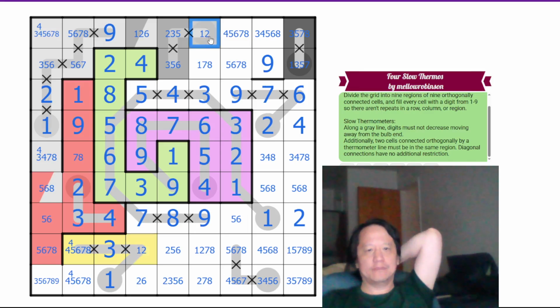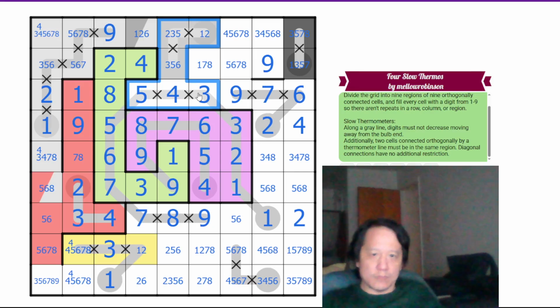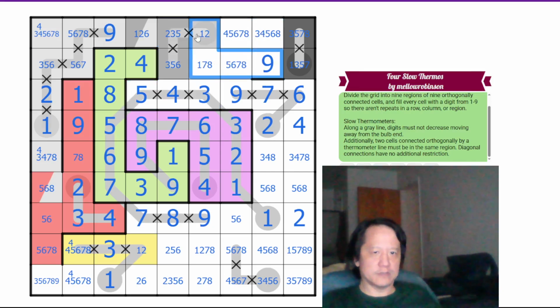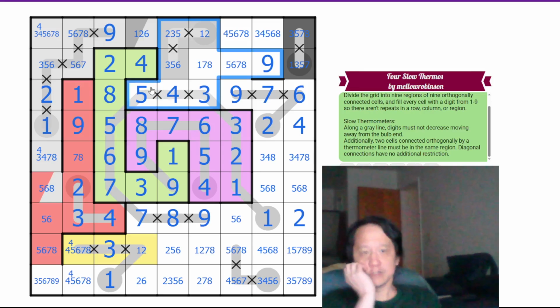This cannot be part of both of these regions, because then this would not be a valid region. It would be too small. It could be part of this region, in which case it needs access to a 9, which would have to be then like that or like this. That is possible.